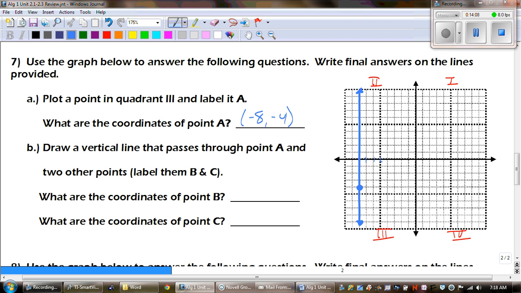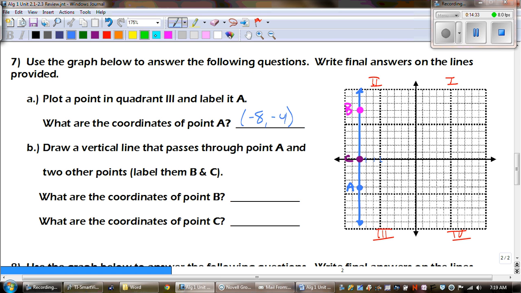So now it says 2 other points, label them B and C. So I need 2 more points. There's B and there's C. Oh, I forgot to label. So there was A. I think I said this one was B. And the purple one was C.